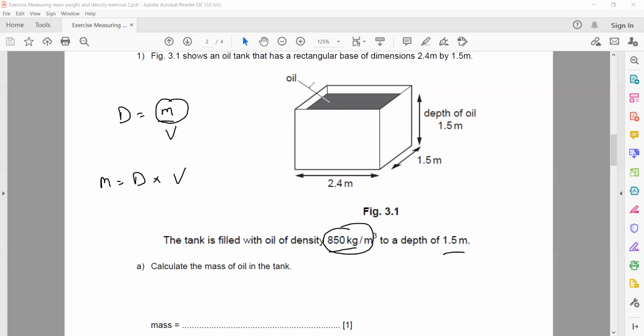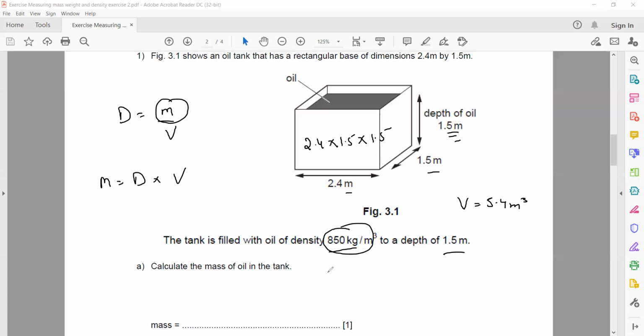Because the liquid is inside the box, if the liquid completely fills up this box, then the volume of the box will be equal to the volume of this liquid. But they mention the height of the liquid, so how can we work it out? Liquid takes the shape of the container. So the volume of the liquid inside will be 2.4 length multiplied by width multiplied by height. So what is the answer when you multiply 2.4 with 1.5 with 1.5? That's 5.4. So the volume will be 5.4 and the unit will be meter cube because lengths are in meter.